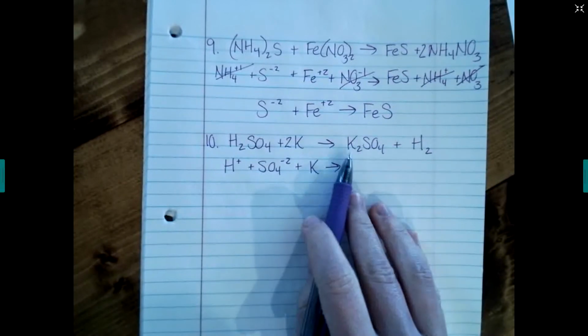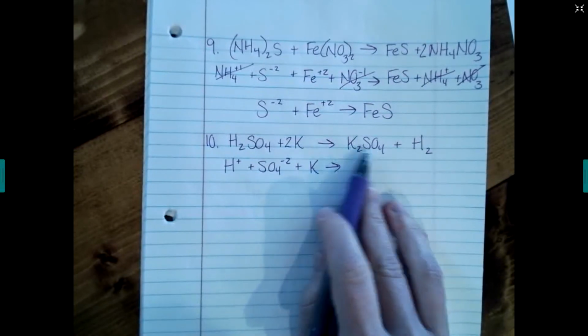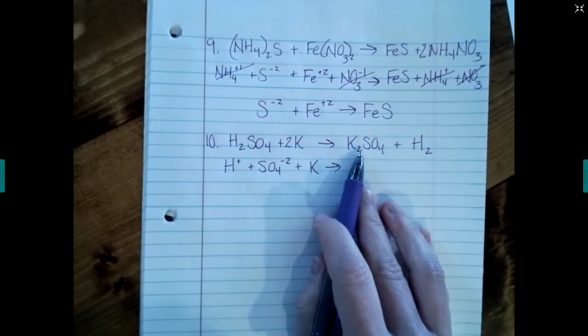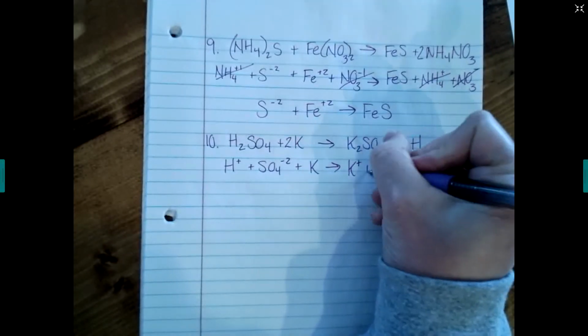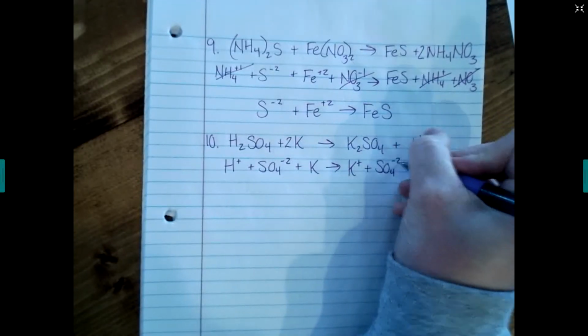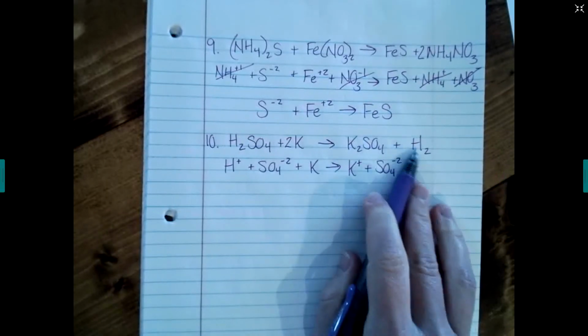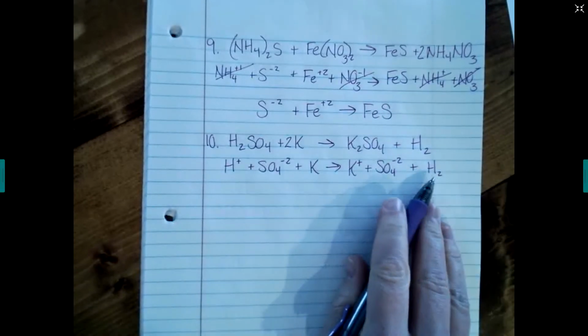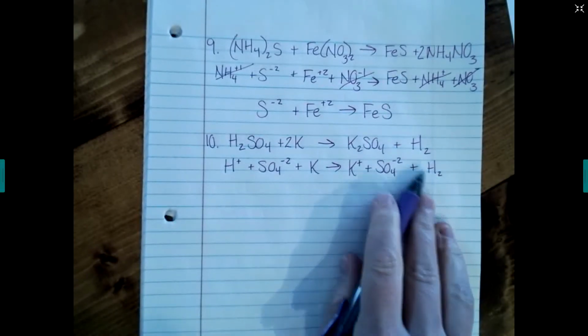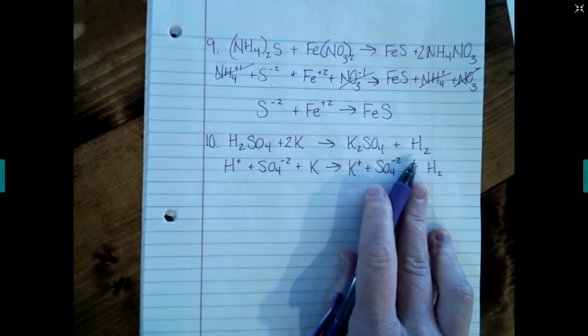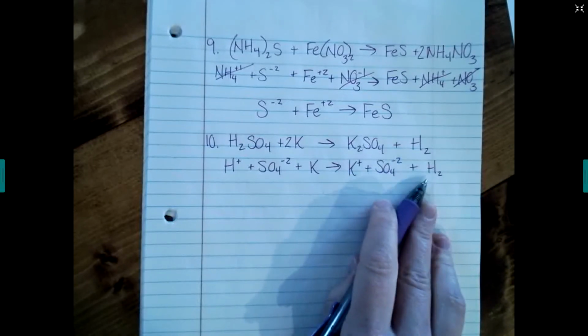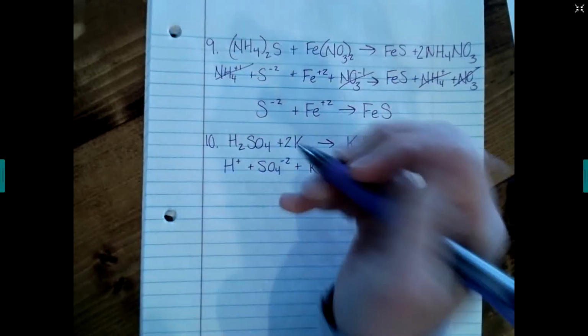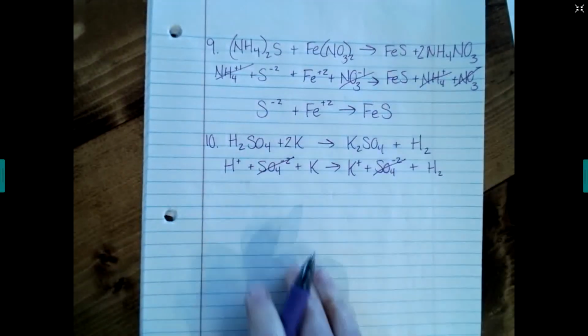Potassium sulfate. Potassium is a group 1 metal, so all group 1 metal compounds are soluble. That's going to split. And then hydrogen gas, we're just going to bring that down as H2. That is not going to split. It's a gas. Remember that if something is insoluble, it's either going to be a precipitate or a gas. So here's our first example of a gas. So the only thing that will cancel out is sulfate.